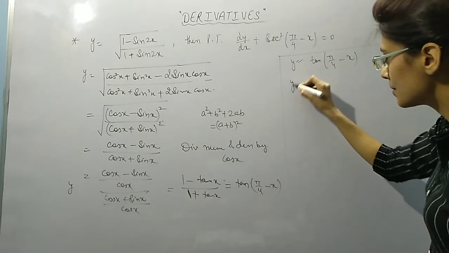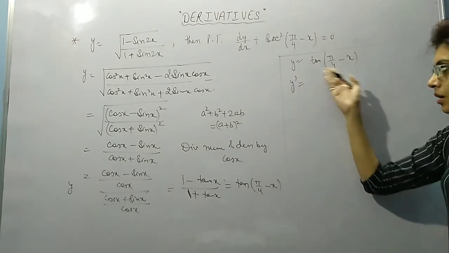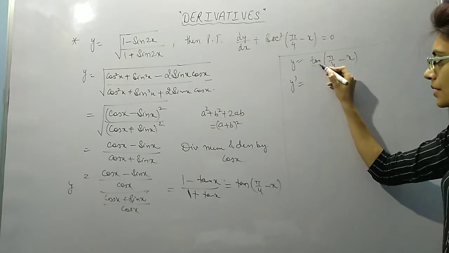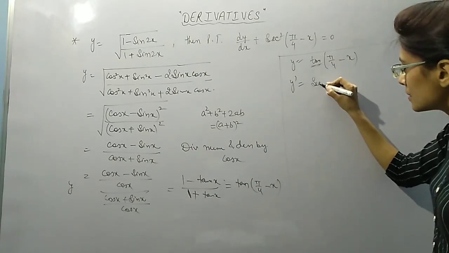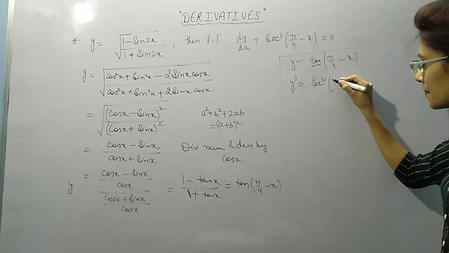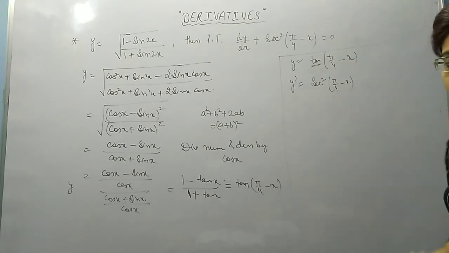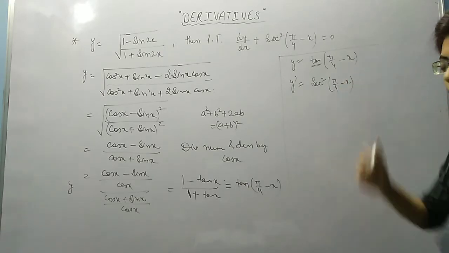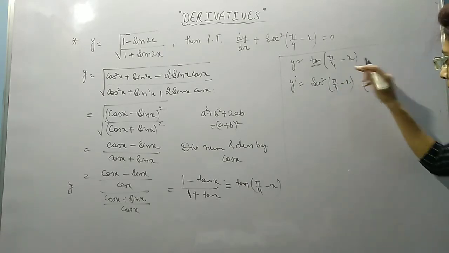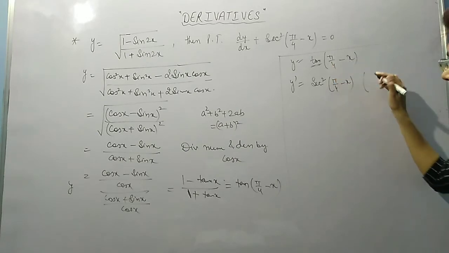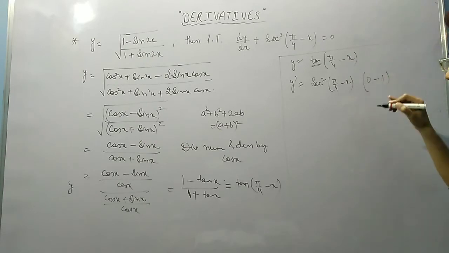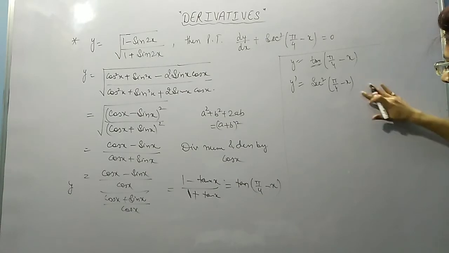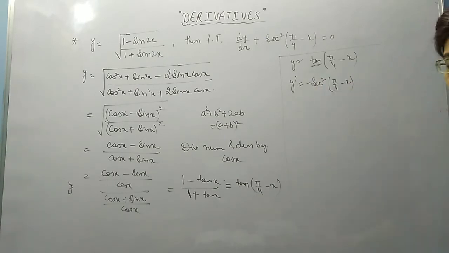Now we shall take the derivative, y dash is equal to, how to take the derivative of a t ratio? First, the derivative of tan is sec square. Sec square, the angle will remain the same, pi by 4 minus x. Then don't forget to take the derivative of the angle also. The derivative of the angle, pi by 4 is a constant, so it will be 0 minus the derivative of x, which is 1. So 0 minus 1, I can write minus 1. Minus 1 into this will be minus this.